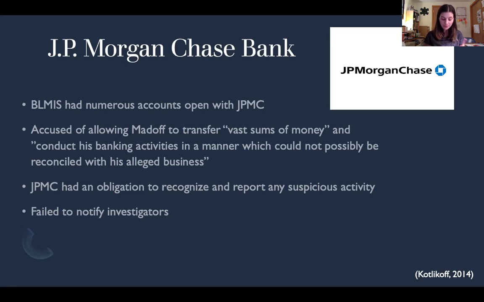JP Morgan had an obligation to recognize and report any suspicious activity, yet they failed to notify investigators. And actually, in an article from Reuters, they reported back in 2014 that the bank connected the dots when it mattered to its own profit, but was not so diligent when it came to its legal obligations.